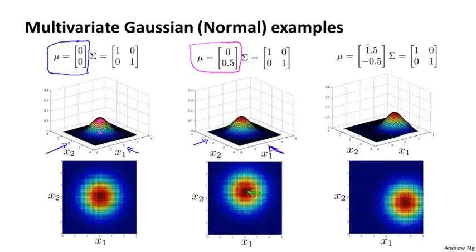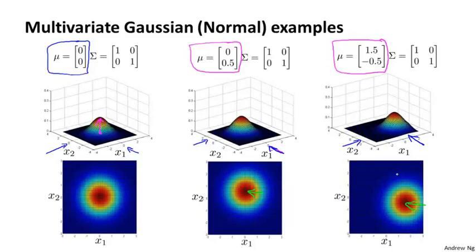And if mu was 1.5, -0.5, then again similarly the peak of the distribution has now shifted to a different location, corresponding to where x1 is 1.5 and x2 is -0.5. So varying the mu parameter just shifts around the center of this whole distribution.